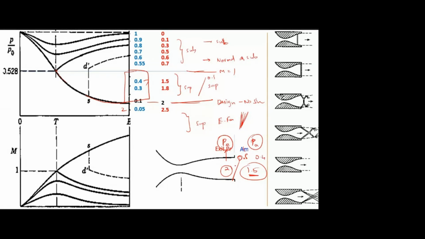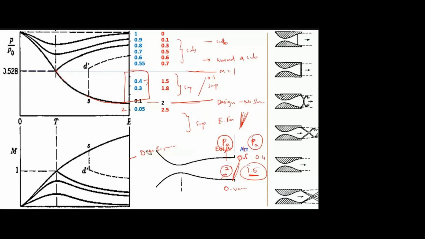Yes, sir. That's why we call this over expansion, because outside what I need is 1.5, but the duct is accelerating to too high a level, that is over expanded. So over expansion means there will be an oblique shock. That's why we call this an over expanded nozzle. Is that clear? Yes, sir.